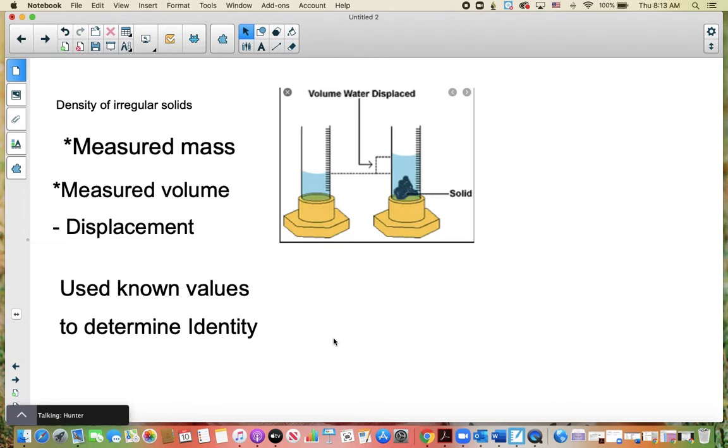So density of irregular solids, remember we used rocks for those, and we used the displacement method to determine the volume. Once again, we just measured the mass on a balance, and then we used the displacement method to measure volume. Again, we used a table of known values to determine the identity of the substance. So two different strategies for determining density, both used the same end strategy of using a known table to determine the identity. So again, in terms of what you might have learned, maybe the displacement method, maybe how to read a graduated cylinder again, something along those lines.